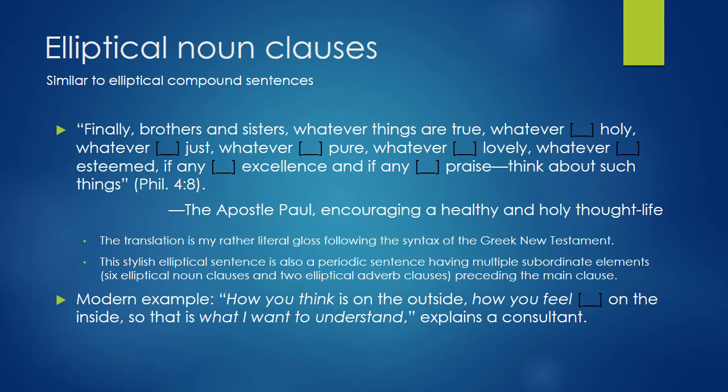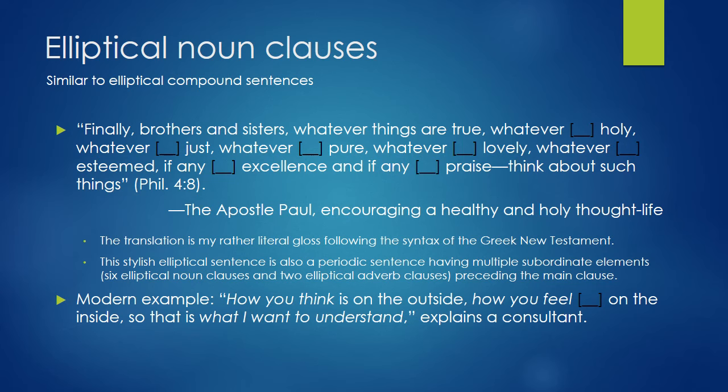Elliptical noun clauses, which are similar to elliptical compound sentences because a noun clause functions just like a regular noun or pronoun in a sentence. So an example from the Apostle Paul, which is quite a stylish example. Finally, brothers and sisters, whatever things are true, whatever holy, whatever just, whatever pure, whatever lovely, whatever esteemed, if any excellence and if any praise, think about such things.